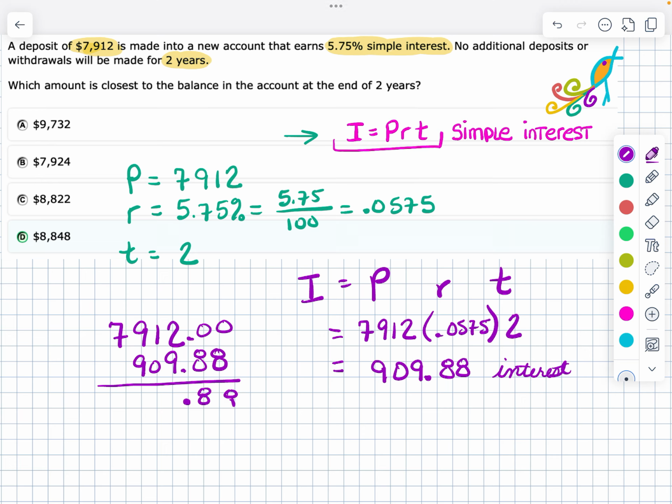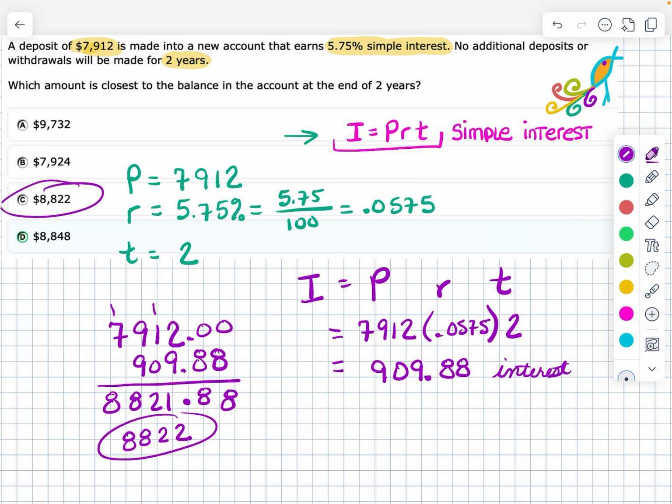Okay, 9 and 2 is 11, and that's 2, and 9 and 9 is 18, and that's 8. So we come up with 88, 21, 88. Notice they have no pennies. We're just going to round this to 88, 22. And that is our answer, and that is answer C.